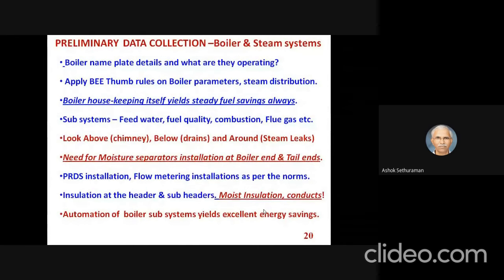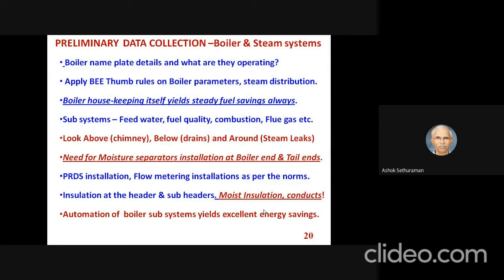Do the direct efficiency calculations and then the indirect efficiency calculations. You will see a lot more. The calculation is easy, but you have to take a lot of data in the boilers. Moisture separators are needed at the installation, at the delivery of the boiler, at the main branch headers, at intermediate points, and at the tail ends, the heavy tail ends. This gives an instantaneous increase in thermal productivity.